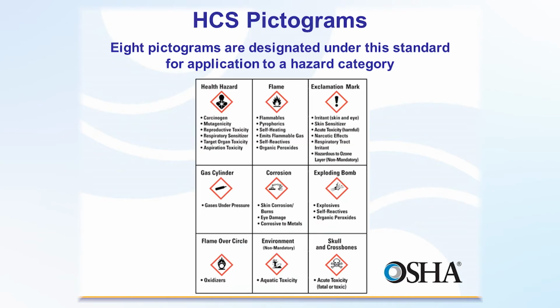HCS pictograms. Eight pictograms are designated under this standard for application to a hazard category. You will find one of the pictograms above on the label of any hazardous chemical. Notice each pictogram represents a hazard or list of hazards depending on what the chemical contains. It is best to become familiar with each of these pictograms and the hazards associated with each.